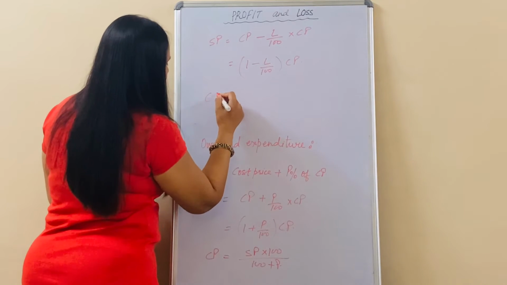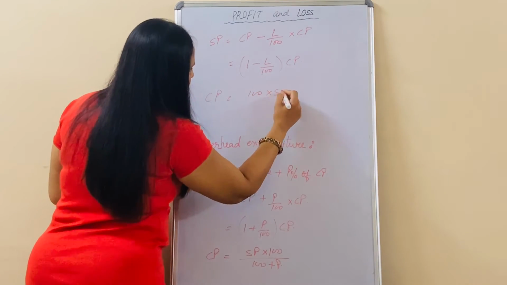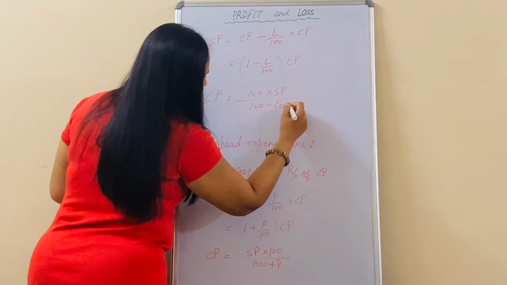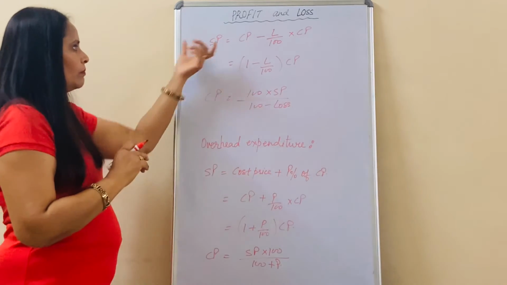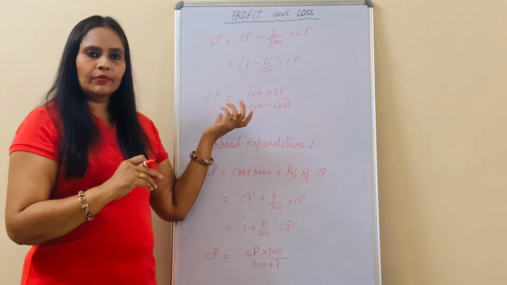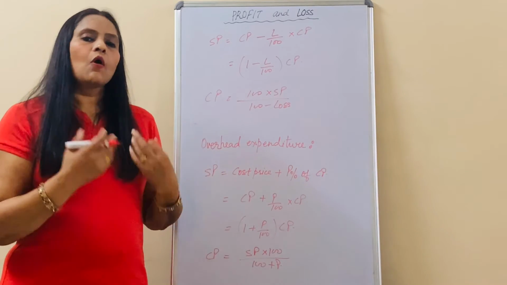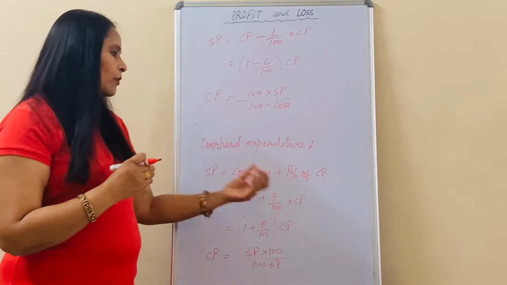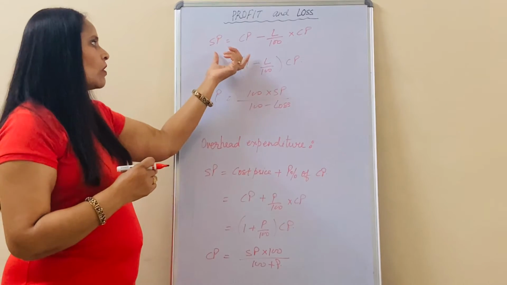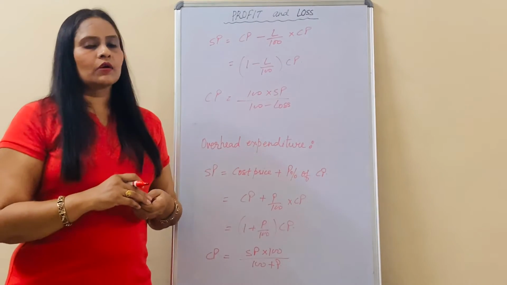From here, cost price can also be calculated, which comes out to be 100 into selling price upon 100 minus loss. So, by applying these two simple formulas, we can calculate the selling price or the cost price, whether the dealer is experiencing a loss or a profit. For profit, it is always to be added to the cost price. For loss, the loss is to be subtracted from that cost price.